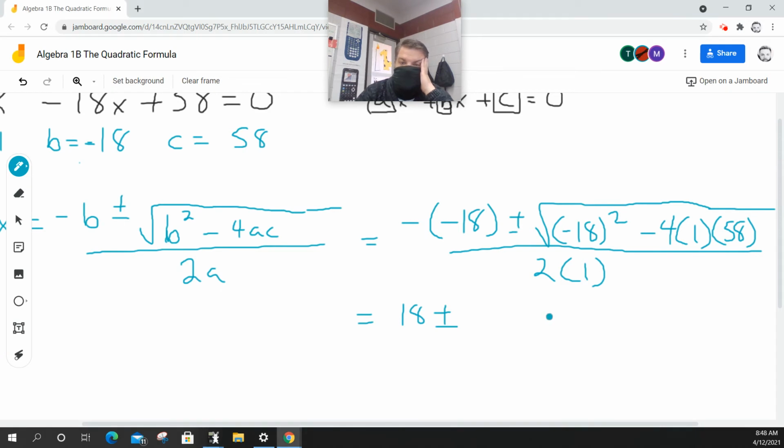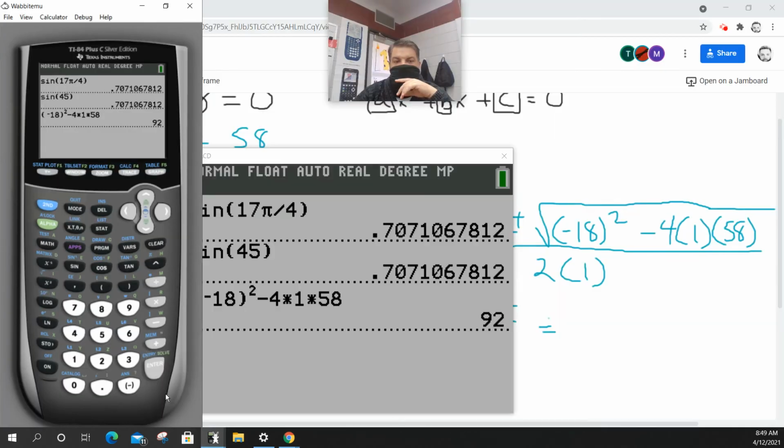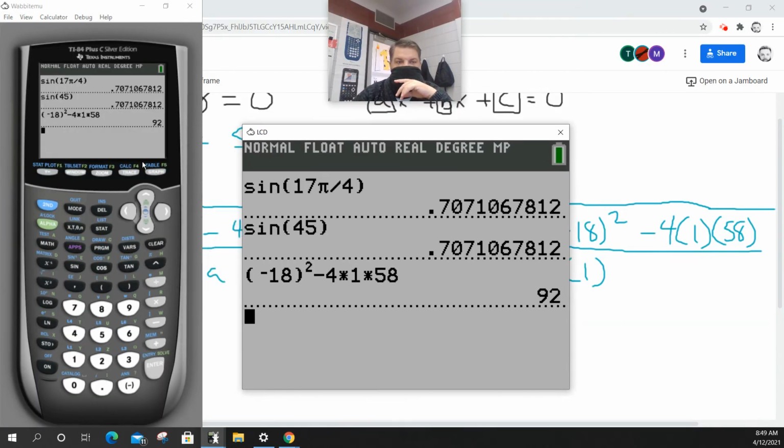So then this becomes the square root of 92 all over 2 times 1. Okay, so far so good. Now what I need to do is think about 92. Can 92 be reduced? Well, I think 4 goes into 92 for sure. So if I take my calculator and I say 92 divided by 4, I get 23.